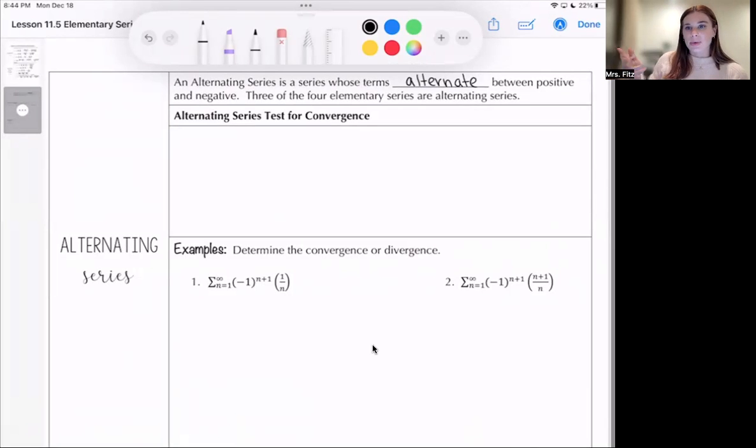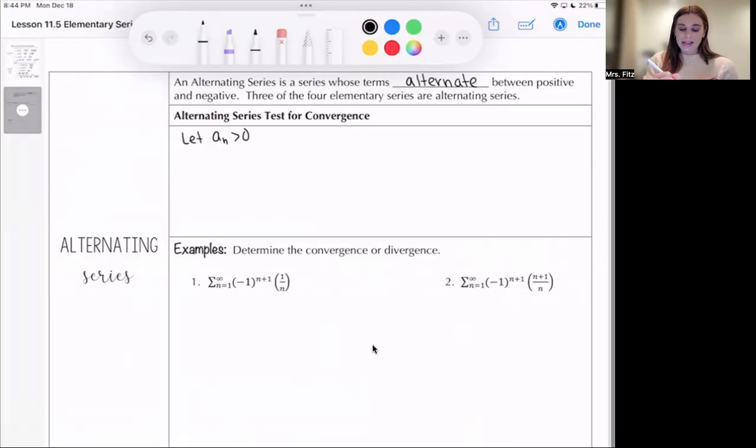And we've seen 3 of the 4 elementary series that we cover actually are alternating series. Okay, alternating series test for convergence. We're gonna let a sub n be greater than 0. So it means all, so for your general rule, we are gonna kind of look at the non-alternating values, okay?